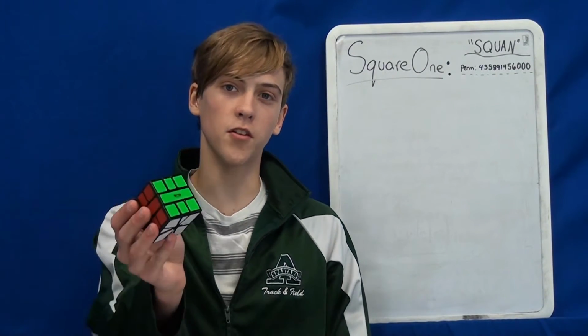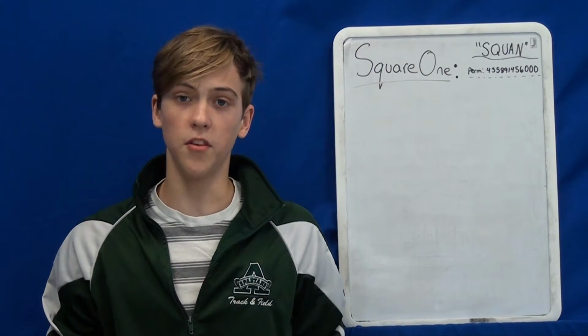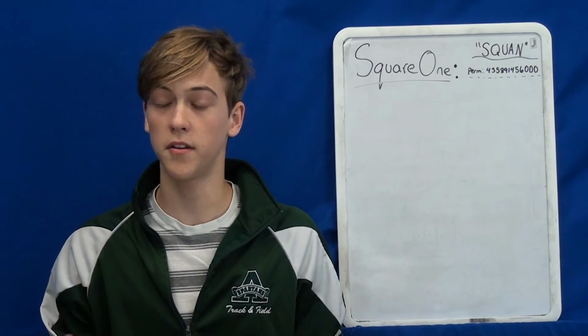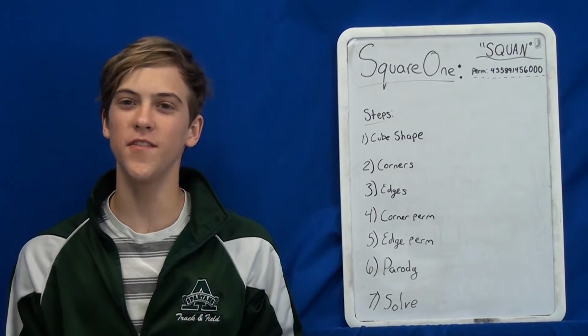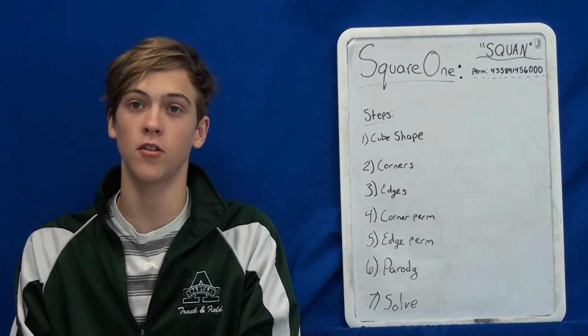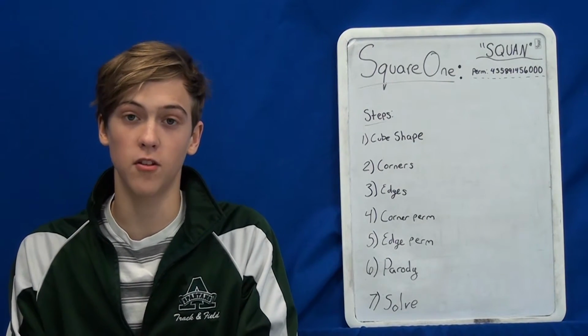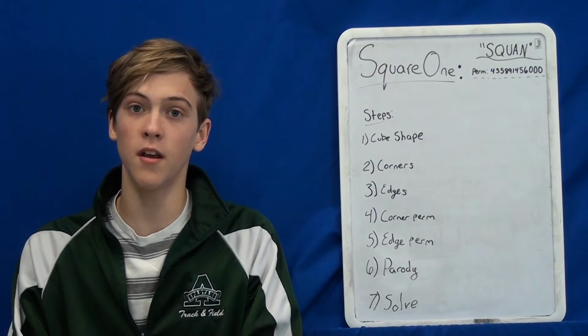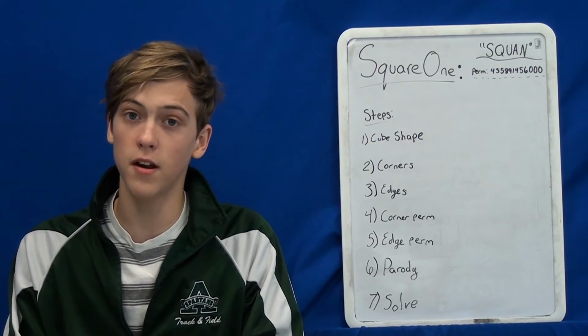Hello, my name is Ian, and today we are going to learn how to solve the Square-1. Now, this puzzle only has 435 trillion permutations, but it's a tedious puzzle, so get ready for a long solve. Now, there are 7 steps to the solve. First is cube shape, second is corner orientation, third is edge permutation, corner permutation, edge permutation, parity, and then final solve.